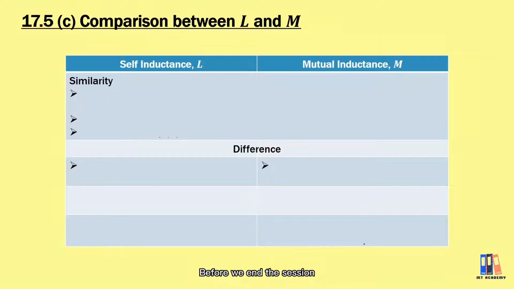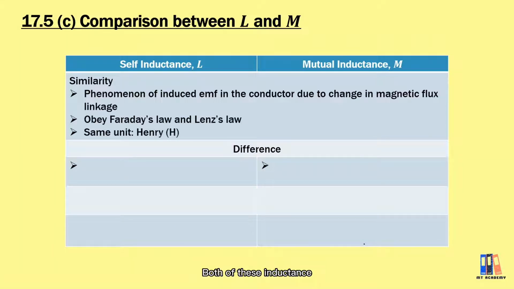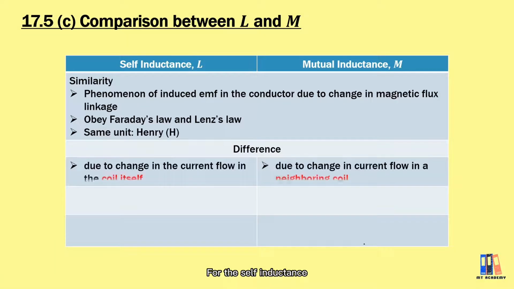Before we end the session, let us compare self-inductance and mutual inductance. Both of these inductances are phenomena of induced EMF in a conductor due to the change in magnetic flux linkage. They obey Faraday's law and Lenz's law, and they have the same unit, Henry. The difference between self-inductance and mutual inductance is the factor that causes the change in magnetic flux. For self-inductance, the change in magnetic flux is due to the current flow in the coil itself, while in mutual inductance, it is caused by the change in current flow in a neighboring coil.